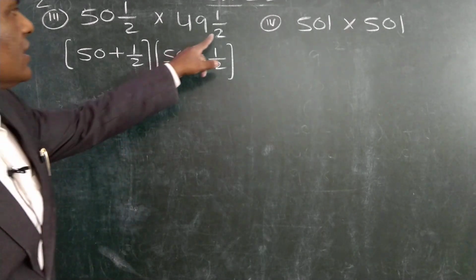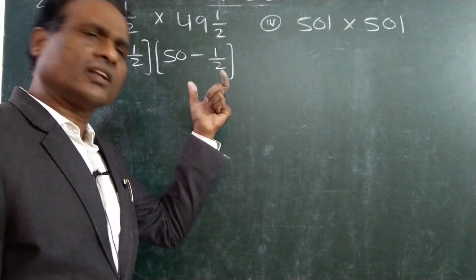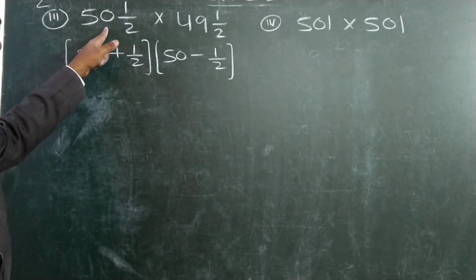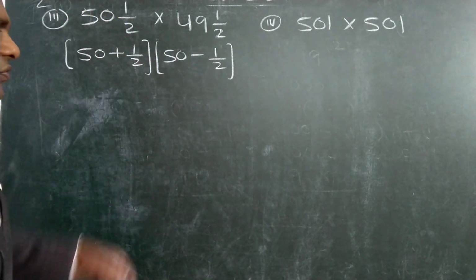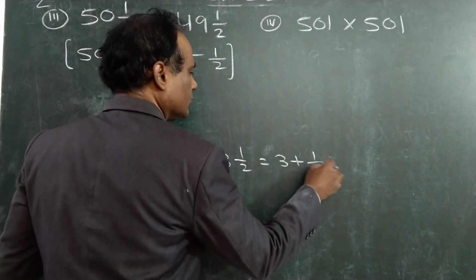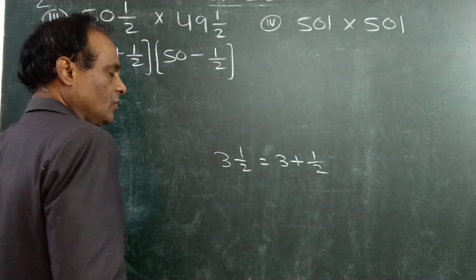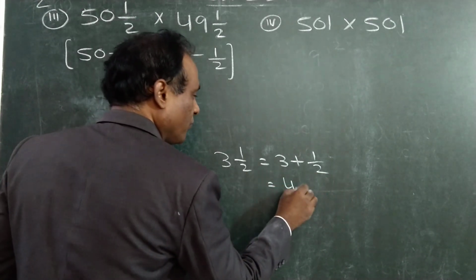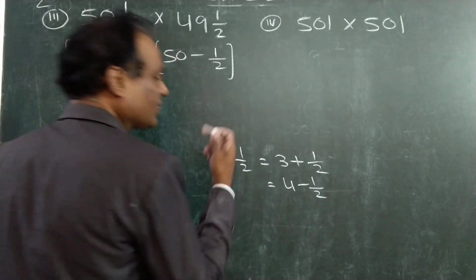If you have any confusion in this, you can take LCM. We will get some more steps. This will be simple. 50 and half is 50 plus half. See, 3 and half means 3 plus half, or it can be written as 4 minus half. 4 minus half is 3 and half only.